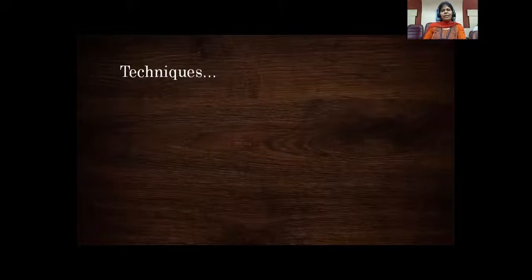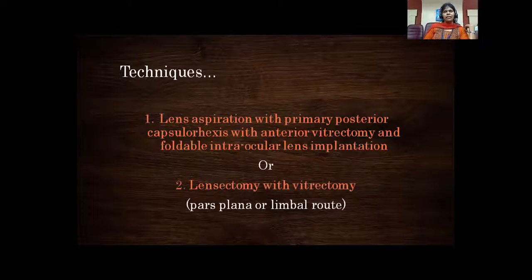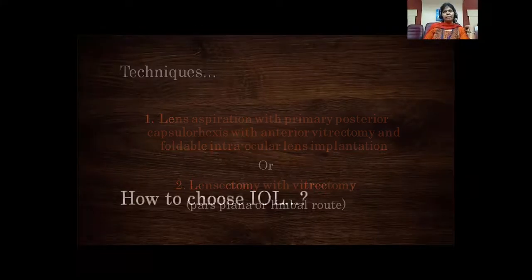So what are the surgical techniques that we have in our hand? The commonest procedure we follow for pediatric cataracts is lens aspiration with a primary posterior capsular rhexis and anterior vitrectomy with an intraocular foldable lens implantation in the bag. Or if we do not plan an intraocular lens in the first sitting, then we can do a lensectomy with an anterior vitrectomy, either a pars plana approach or a limbal route, depending on your expertise and probably the size of the eye and the development of the pars plana.